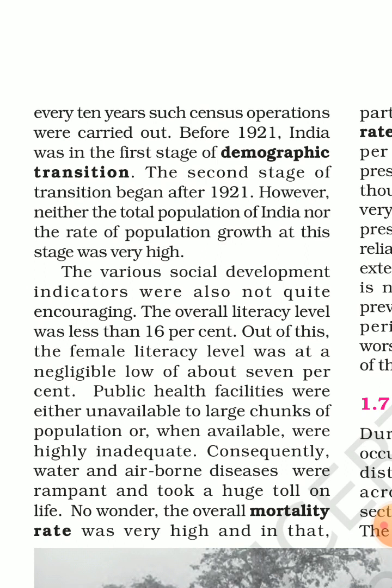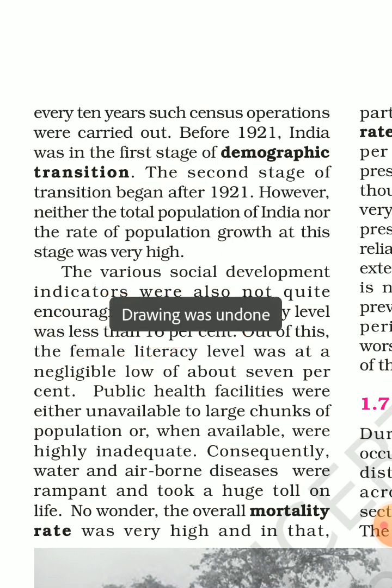The various social development indicators were not at all good. Now social development indicators include literacy rate, mortality rate, health and hygiene, etc. So these were not good. Okay, now what was the problem here? The overall literacy level was less than 16%. Today is around 70% literacy rate. That time literacy level overall, including male and female both, was less than 16%. So the situation was very bad.